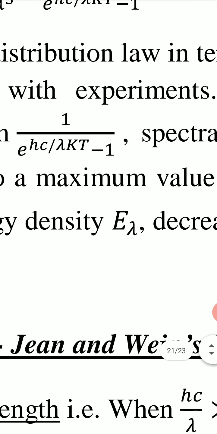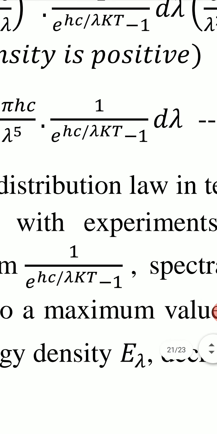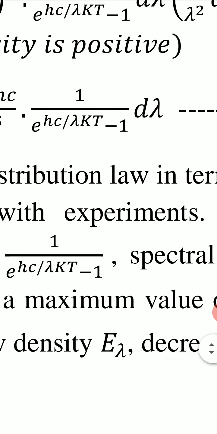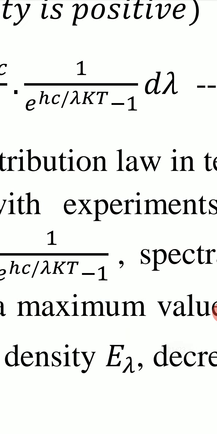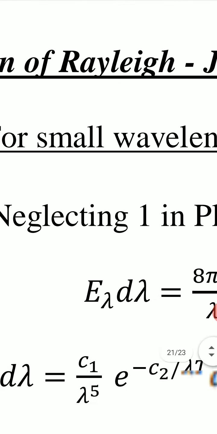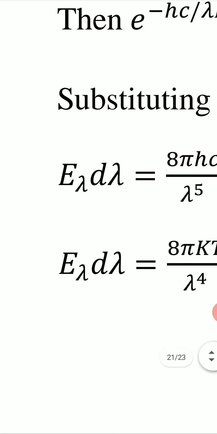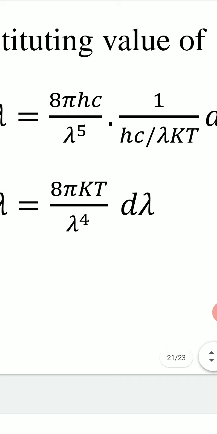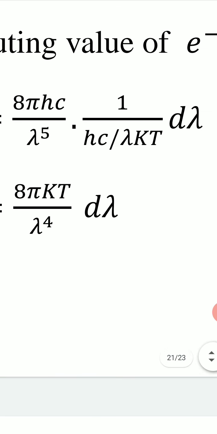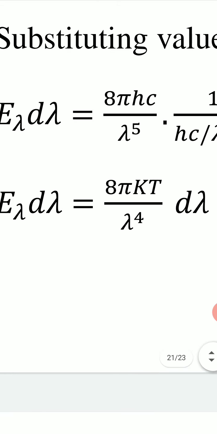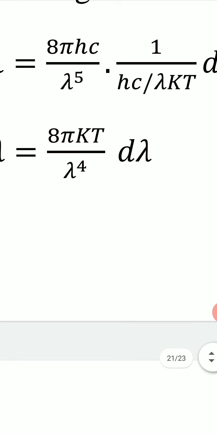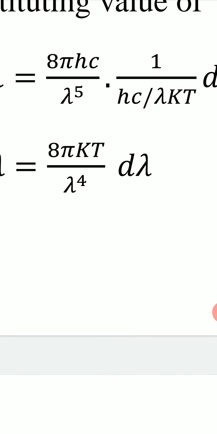So in this Planck's formula, this term e to the power hc upon lambda kT minus 1 now will become equal to only hc upon lambda kT for large values of lambda. Then E lambda d lambda becomes 8 pi hc upon lambda to the power 5, 1 upon hc upon lambda kT, d lambda, and it is equal to E lambda d lambda equal to 8 pi kT upon lambda to the power 4, d lambda.